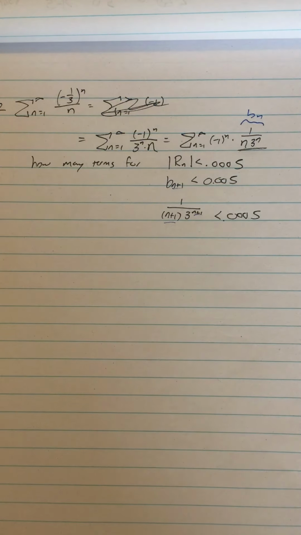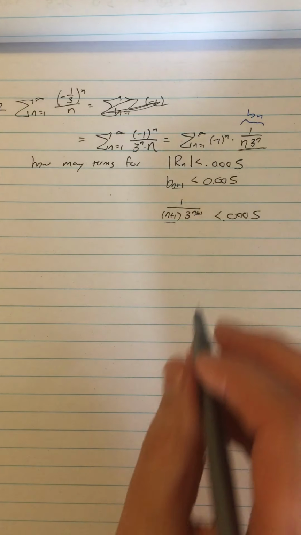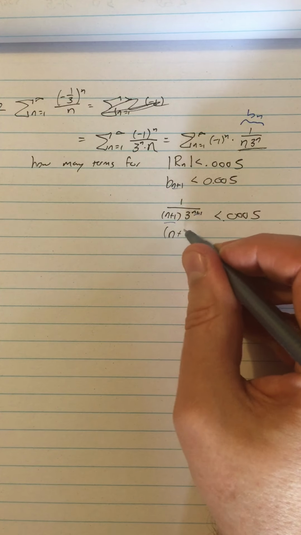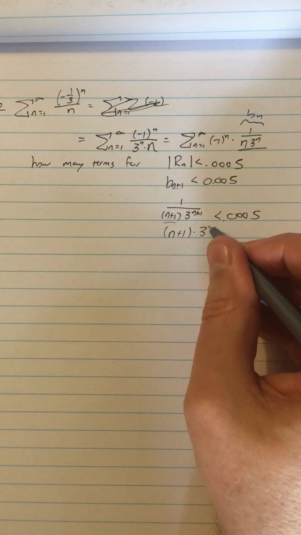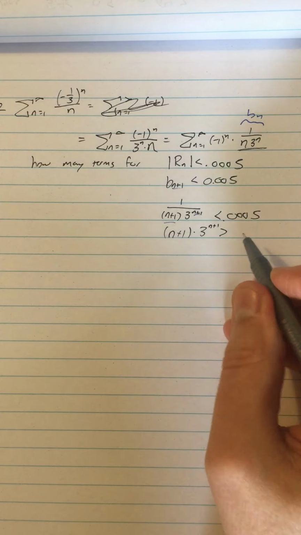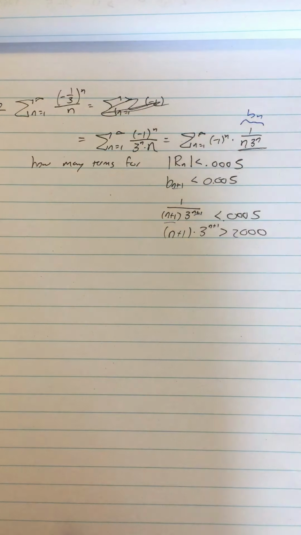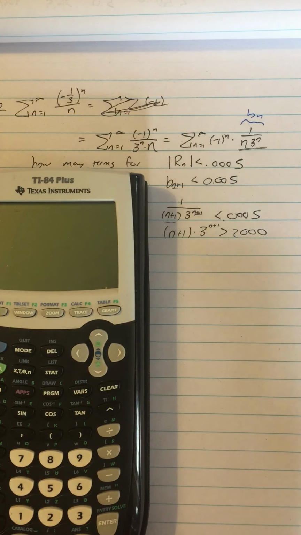Now, this inequality is by no means trivial to solve. You can't really solve it analytically by any means that I'm aware of. But let's at least do the inversion on both sides. So we'll say (n plus 1) times 3^(n plus 1) is greater than 1 over 0.0005, which is 2,000. All right, we'll solve that. The only way we're going to be able to solve that is graphically.